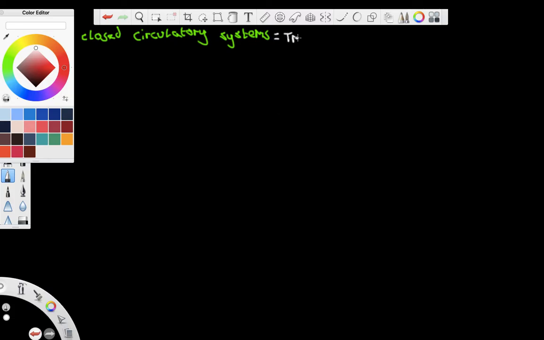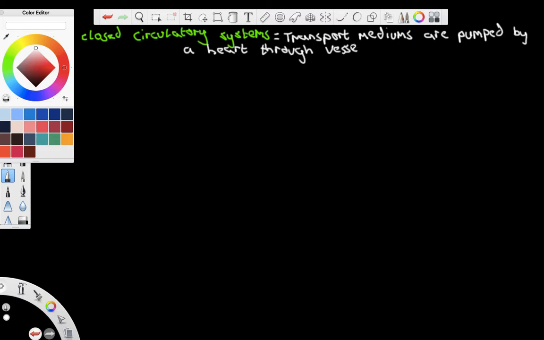transport mediums are pumped by a heart through vessels, and we can say such as blood vessels, I'll put in brackets next to that, such as blood vessels.